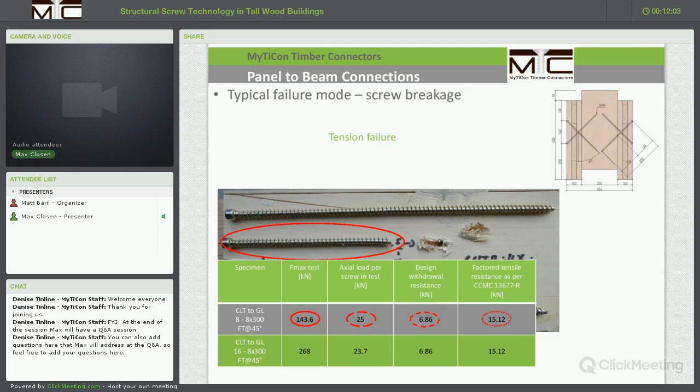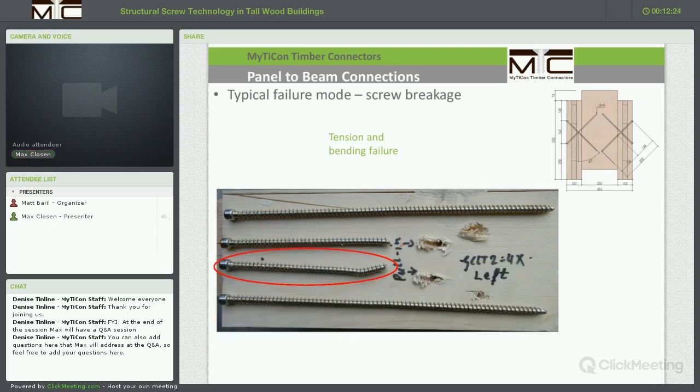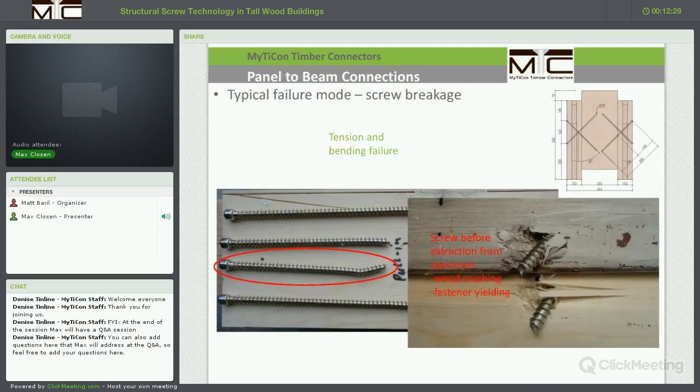For the design of these fasteners, we need to look at the factored tensile resistance as well. We have around 15 kilonewton tensile resistance and a large safety factor compared to the axial load of the screw and the actual design load, or the design withdrawal resistance of the fastener and the factored tensile resistance. Other failure modes we saw are yielding and then snapping of the screws. So with the up and down motion of the actuator, we basically have a cavity forming around the fastener, and that allows the fastener to bend, crush wood, and then at the end snap off.